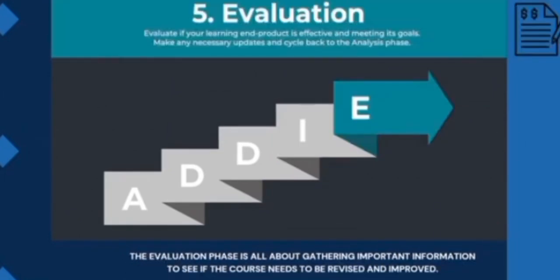The last is evaluation. After the e-learning course is designed, developed, and implemented, you want to make sure it's doing its job. Is the course effective? Are your learners confused? The evaluation phase is all about gathering important information to see if the course needs to be revised and improved.